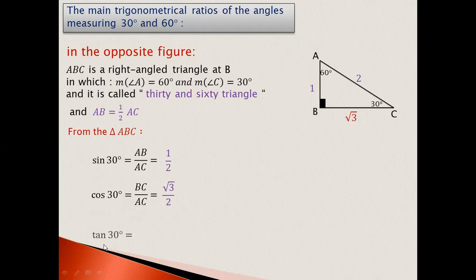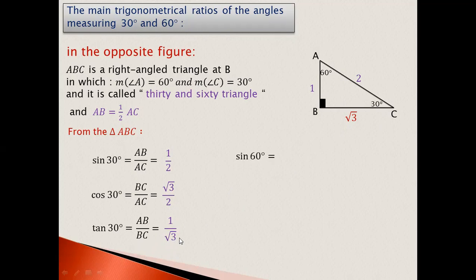And the third trigonometrical function is tangent of the angle 30. We know that tangent of any angle equals the ratio between the opposite side of this angle and the adjacent side of this angle. The opposite side of the angle 30 is 1 and the adjacent is √3. So it's going to be 1 over √3.